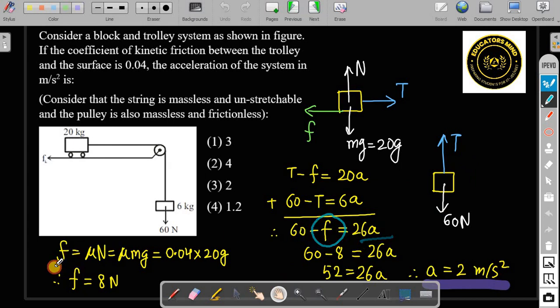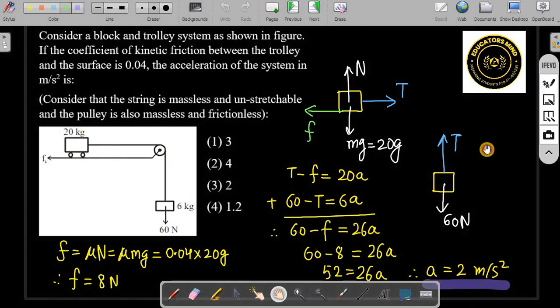Friction you have to substitute, calculate friction separately. Mu times normal, normal is equal to mg, that means it is the weight of this trolley. So just substitute here, values are given. Friction you calculated, 8 Newton, substitute friction here, right? Calculate acceleration, which will be 2 meter per second square. So correct option will be option 3, right? Let's go to the next.